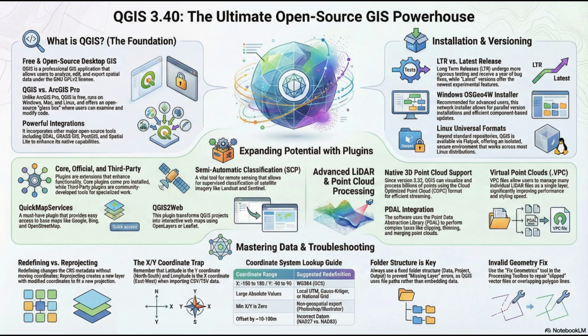Which brings us to the identity of this whole thing. I was digging through the history in the Wikipedia source and the docs. It started way back in 2002. A long time ago, yeah. Founded by a guy named Gary Sherman. And for a long time, it was called Quantum GIS. Quantum GIS. Yeah. A classic name.